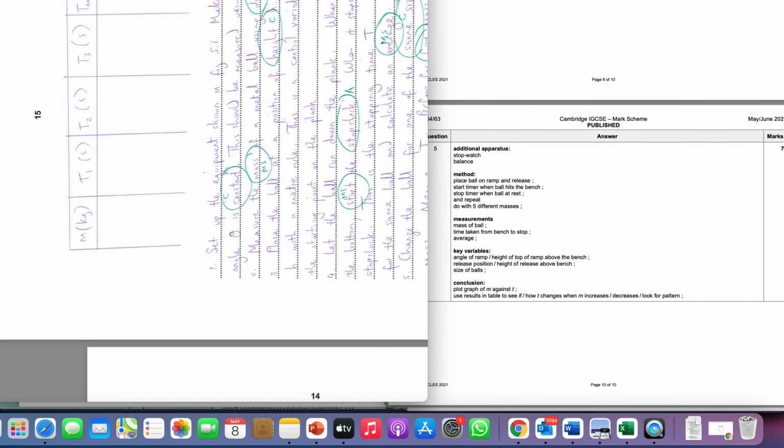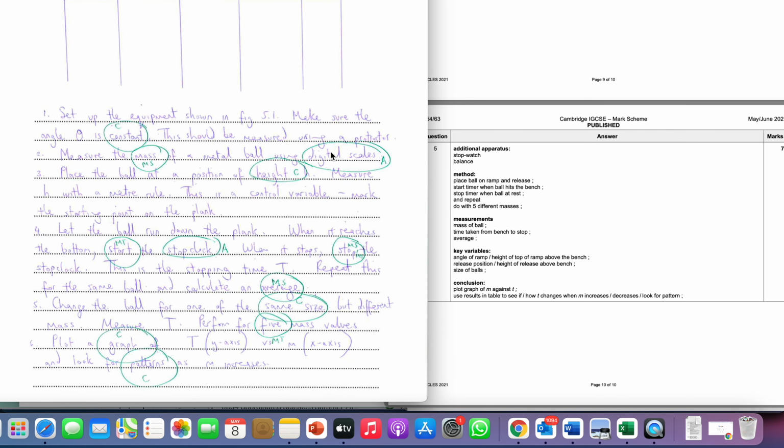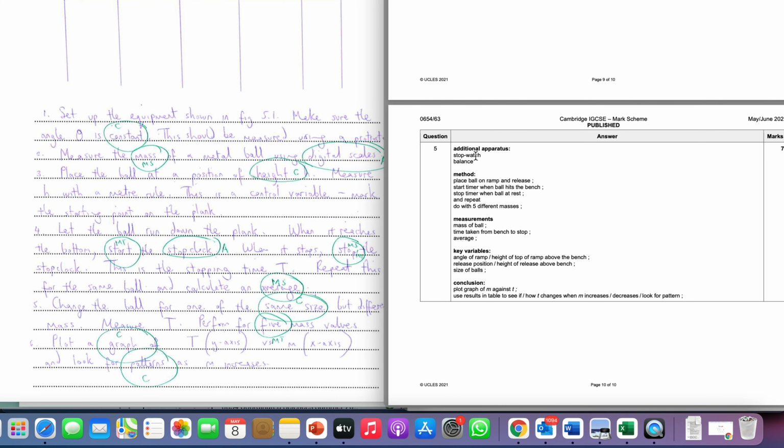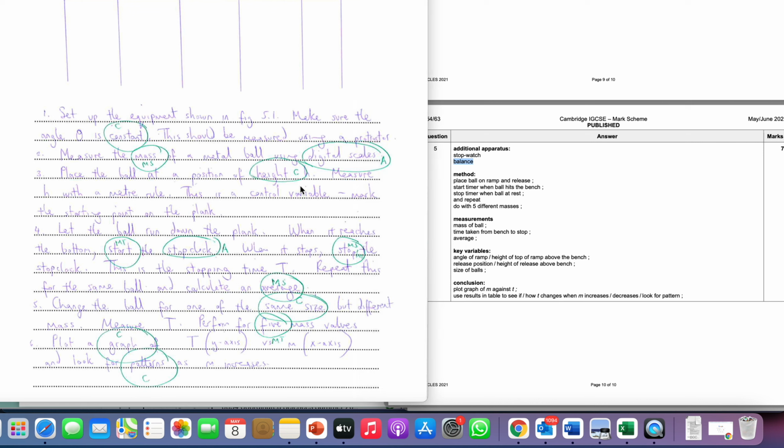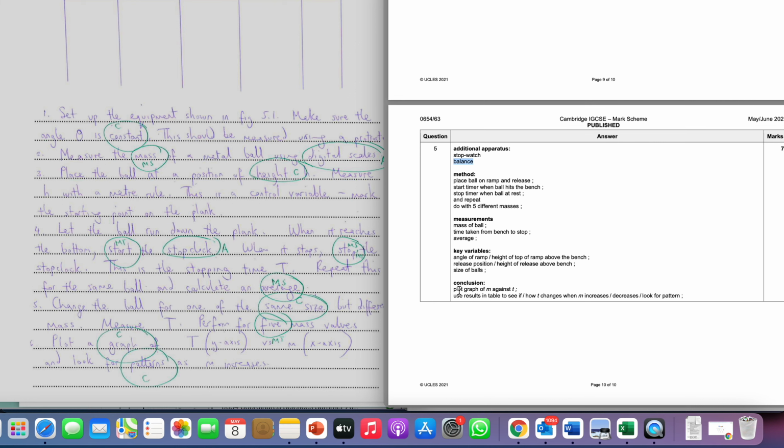I've just rotated my answer by mistake. We're going to measure it with a protractor. That would be an additional little bit of detail. We're going to measure the mass of the metal ball, and we're going to use scales or a balance. There you go. There's our additional apparatus, scales. That's one mark there already. We're going to place the ball at the position of height H. We're going to measure H with a meter rule, and we're going to mark the starting point on the plank. There's no mark for that, but I think it would be just a sensible thing to do.